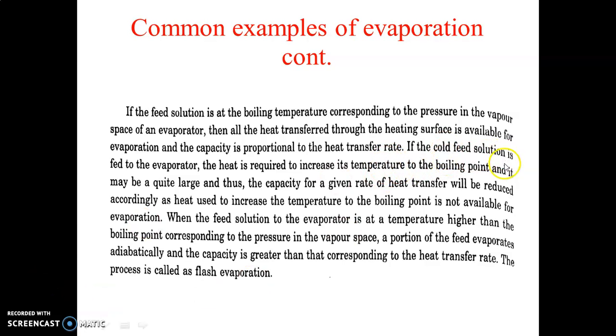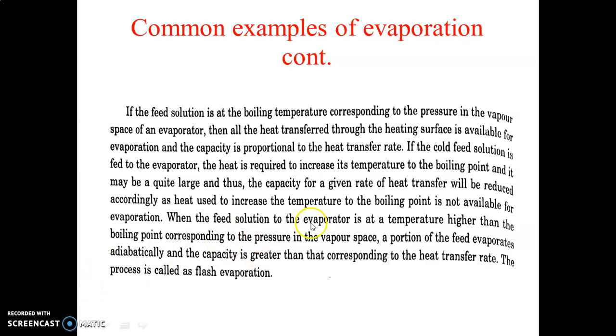If cold feed solution is fed to the evaporator, that means normal room temperature, the heat required to raise the temperature to the boiling point may be quite large. First we have to heat that solution or weak liquor, and then the solvent is evaporated. So in this case the capacity of the evaporator is reduced, because we have to use additional heat to raise the solution to its boiling point.